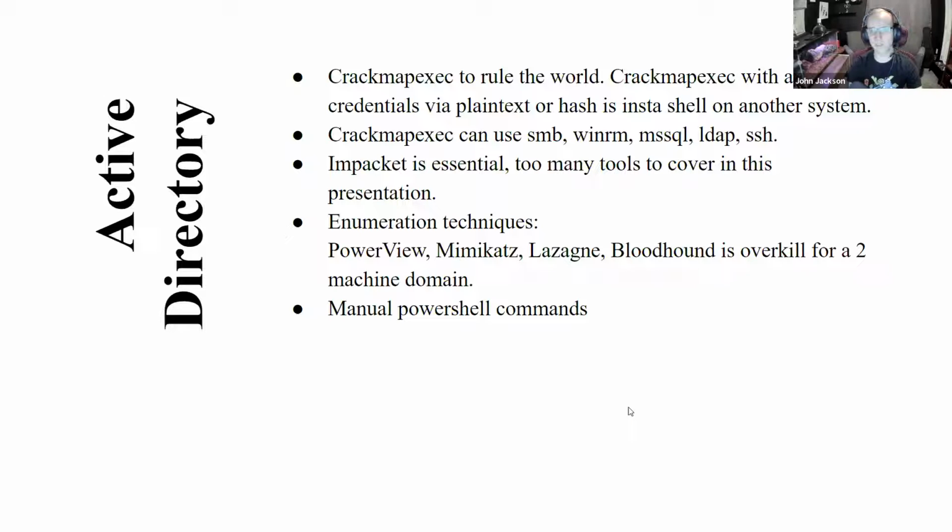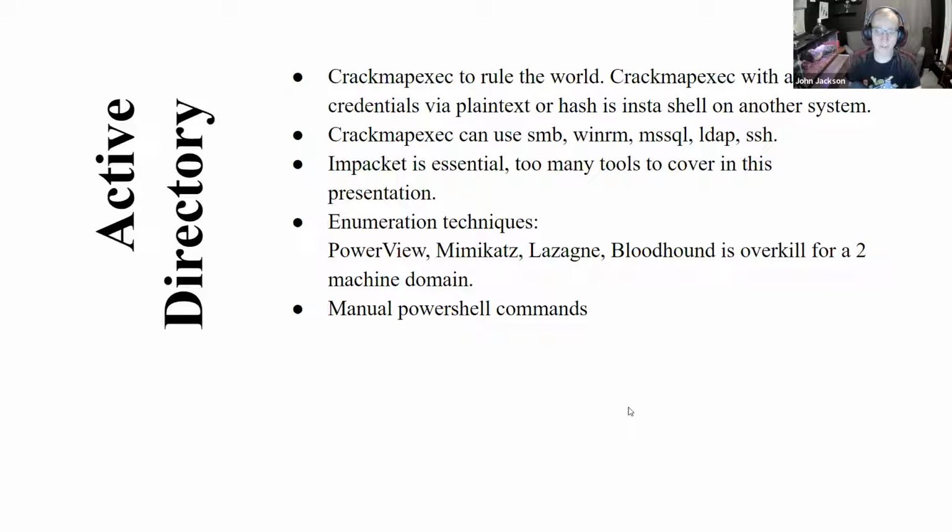Enumeration techniques, I like PowerView a lot. I like Mimikatz, but you can only use Mimikatz with local admin access. Don't forget that. LaZagne is really good for gathering credentials. I think it's unlikely you're going to find a bunch of stored browser credentials and stuff, but it might not hurt to use LaZagne. And BloodHound is overkill for Active Directory with two machines.